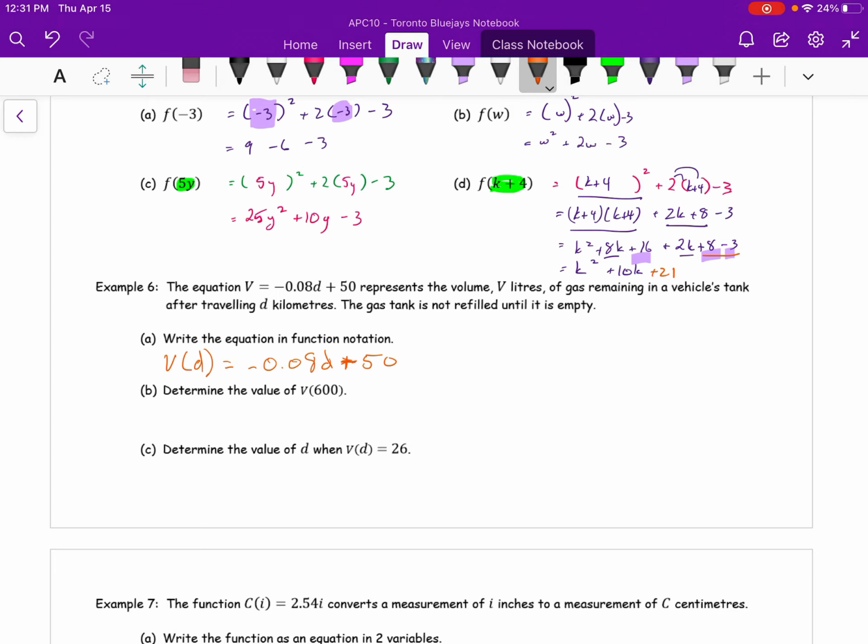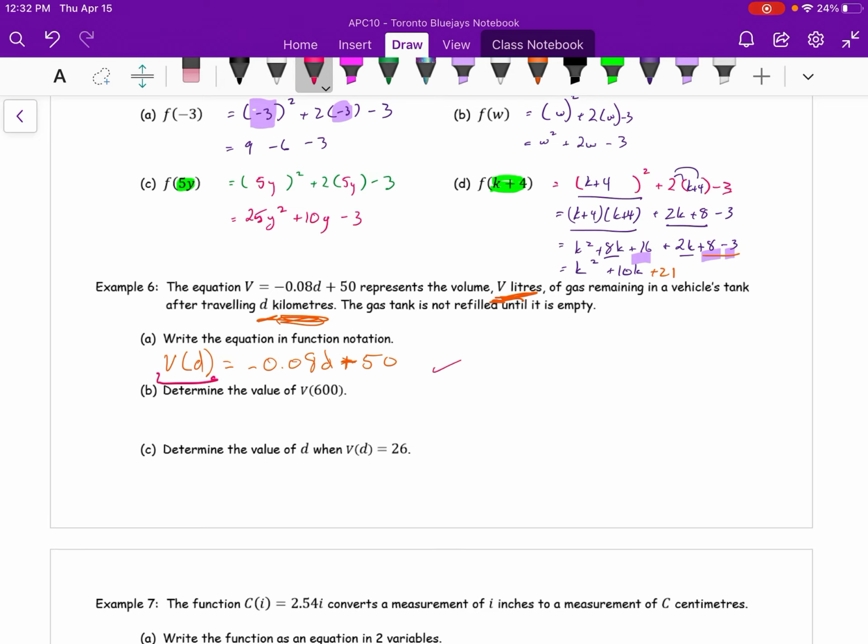The equation v is equal to negative 0.08d plus 50. I wonder what v means. Well, v means volume in liters of gas in a vehicle's tank after d kilometers. So d probably means distance. So here is a great example why v of d is so important. Because the volume depends upon the distance. The distance I drive changes the volume. So I wrote the equation in function notation.